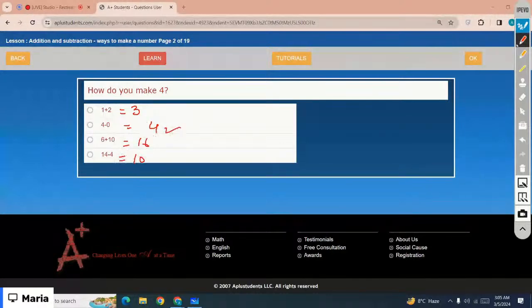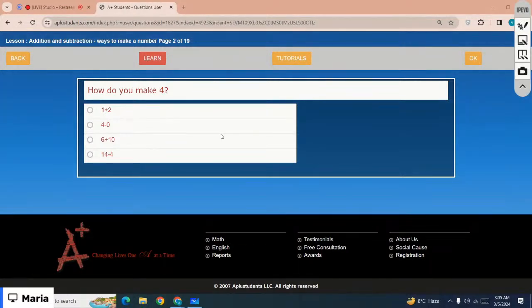So this one is the correct one, that is 4 take away 0 equals 4. This is the correct option. Got it? 4 take away 0 equals 4 is the correct option, right? So just select the correct option and then click on the OK button.